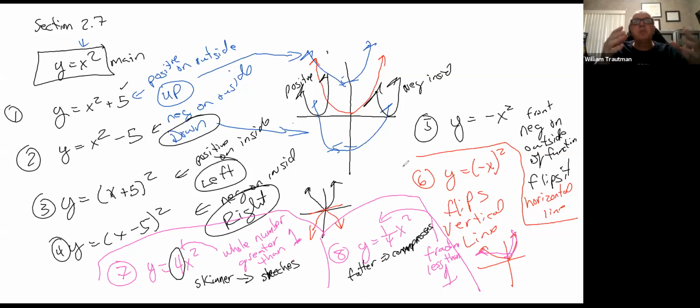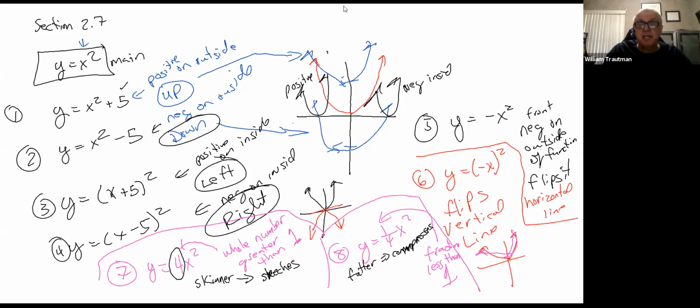Okay, so a whole number makes it skinnier or stretches it up. A fraction or a decimal less than 1 compresses it. You push it down and compress it, and it makes it fatter. All right, that's it. That's all the transformations. That's this entire section. We know everything about this section now.